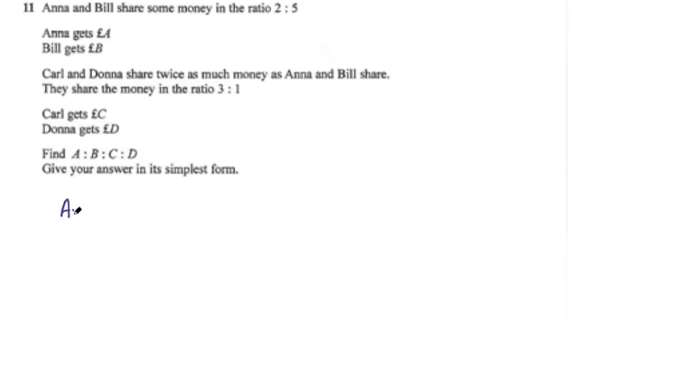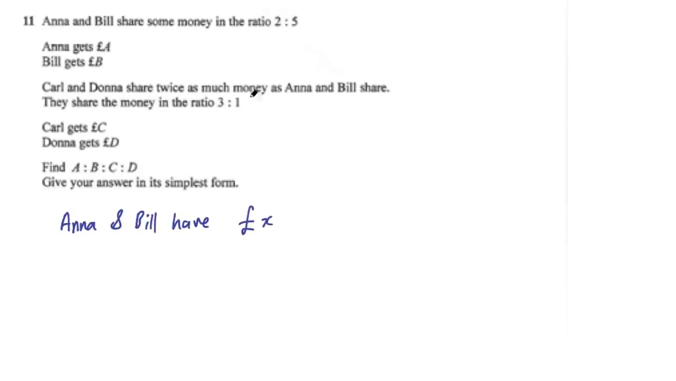Okay, one way to approach this is to say that Anna and Bill, the amount of money they share, will be X. So Anna and Bill have X amount of money, and if they share that in the ratio 2 to 5, well, how much will Anna get? Well, they've split it up into 7 parts, and she's getting 2 of those parts, so she will get 2 out of 7 X pounds.